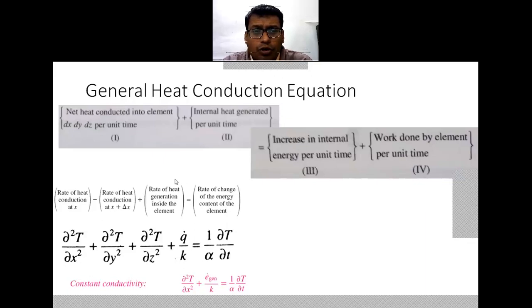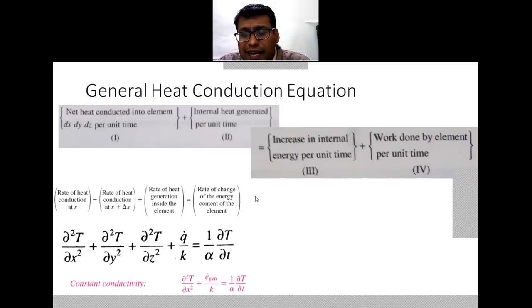Input minus output, that is the rate of heat conduction at x minus the rate of heat conduction at x plus delta x, plus the generation of heat, is equal to the rate of change of internal energy plus the work done by that element. So this is our basic heat conduction equation. This is our basic balance over the system.